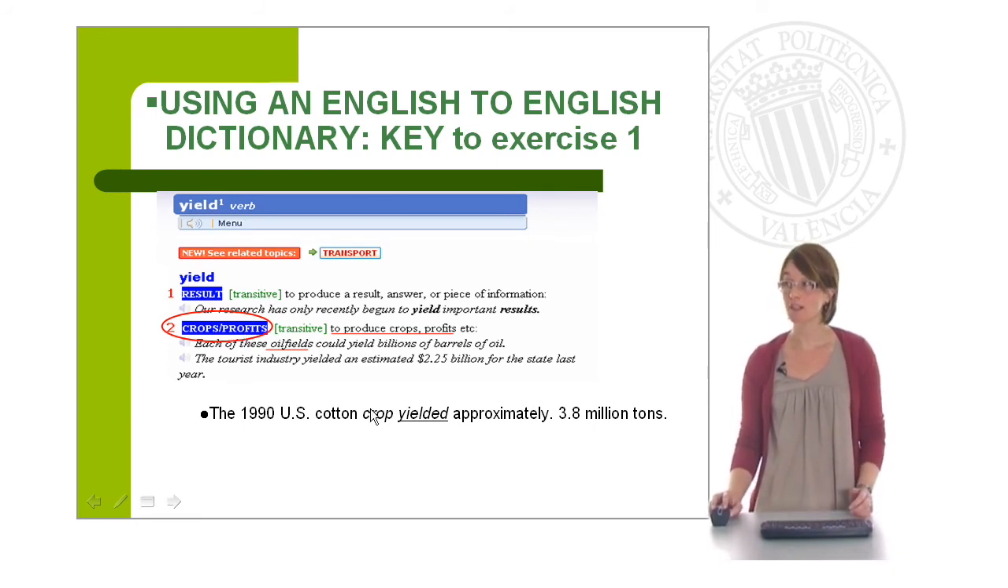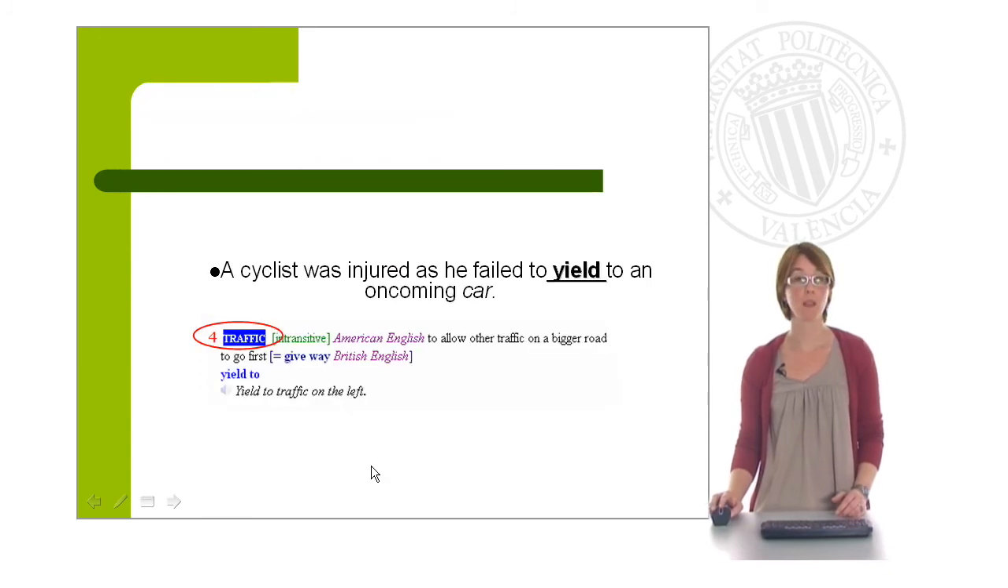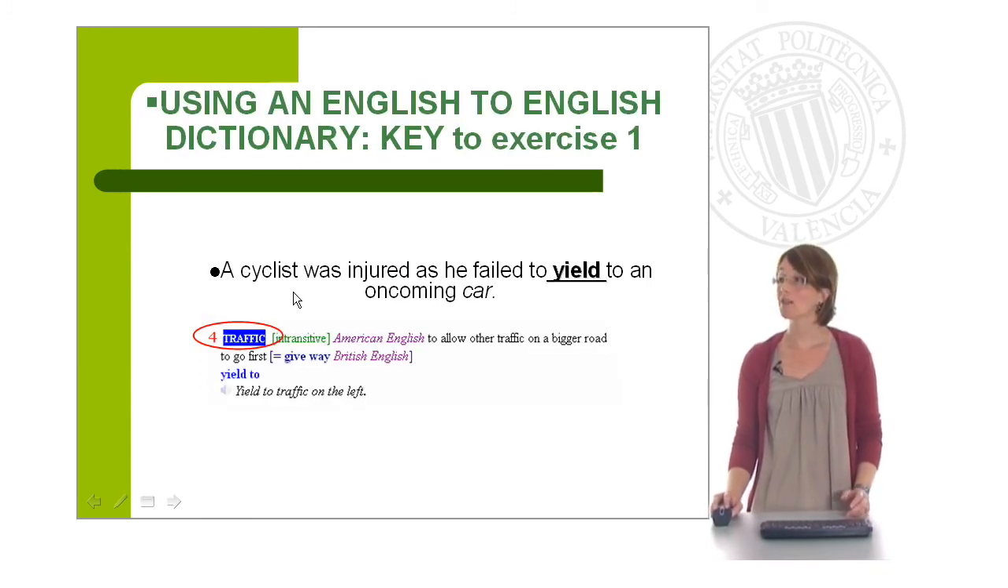Okay, and notice that in this sentence we have cotton crop yielded. So the meaning is going to be to produce crops or to produce profits. So this is the entry you need to understand the meaning of this verb. In the next one, we have a cyclist was injured as he failed to yield to an oncoming car. If you click under the verb, we find another entry which says traffic. So this means to give way, to allow other traffic on a bigger road. So this is the entry you need to understand the meaning of yield.